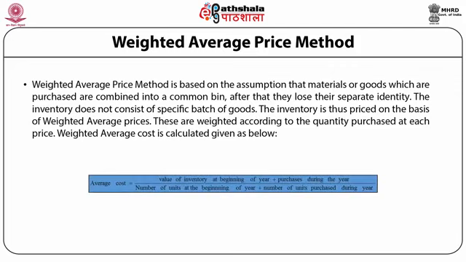The average cost is value of inventory at the beginning of the year plus purchases during the year divided by number of units at the beginning of the year plus number of units purchased during the year. Now, according to this formula, weighted average price is based upon the assumption that when material is purchased, it loses its separate identity. So we add value of inventory at the beginning and purchases made during the year and divide it with the number of units at the beginning of the year plus number of units purchased during the year.